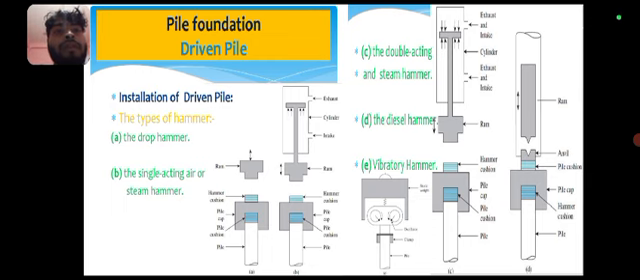Pile foundation, driven pile. Initiation of a driven pile. The types of hammer. First of all, A is the drop hammer. B is the single acting air or steam hammer. C is the double acting air and steam hammer. D is the diesel hammer, and last of all is a vibratory hammer. These are the pictures of a driven pile.